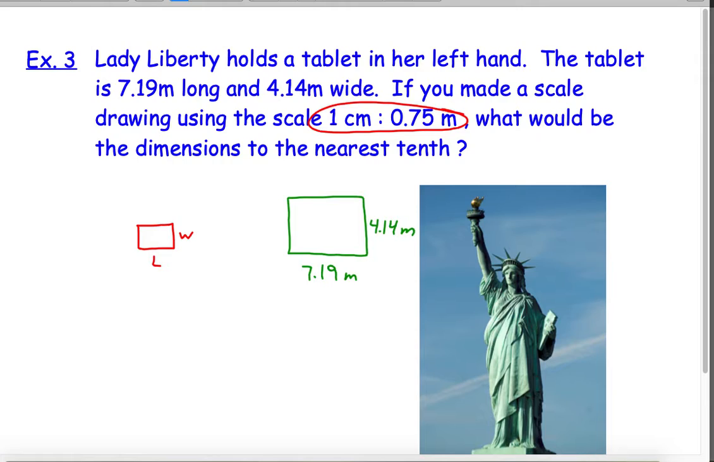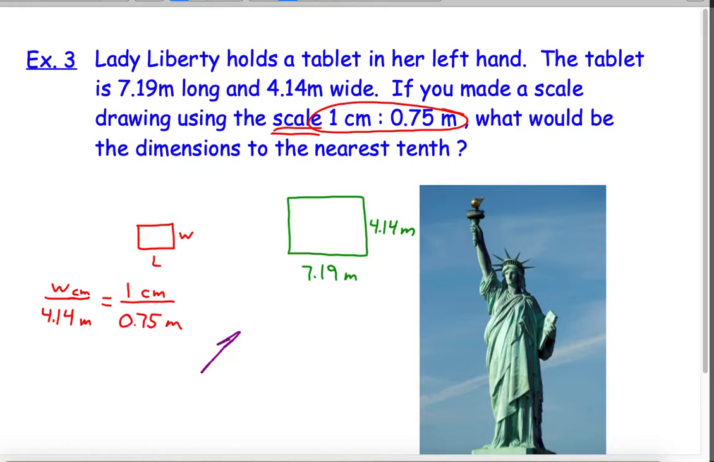And let's set up a proportion. So we're actually going to have to do 2 proportions. First, let's solve for one of these. Let's solve for W. So I want W, and that matches up with what? 4.14, and that's meters, and my W is going to be in centimeters. And so that equals, what's our scale? 1 centimeter, so that's going to be on the top of our fraction, because we have centimeters on top in the other fraction, and 0.75 meters on the bottom.